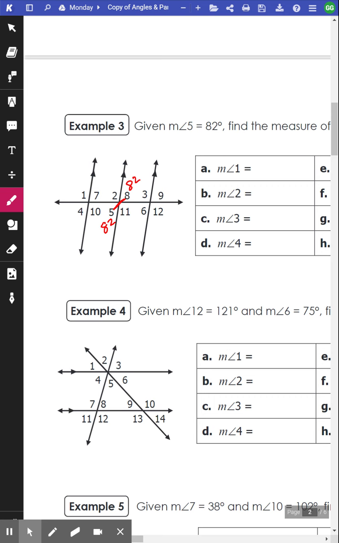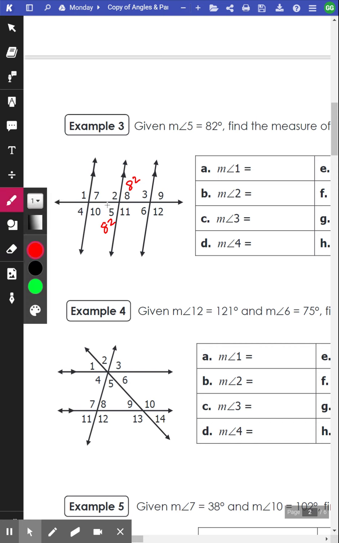Because we have 3 parallel lines, we know that each set of these is going to be congruent to each other because of corresponding angles, alternate interior angles or alternate exterior angles, or the supplementary of the consecutive angles. We know that they are all going to be equal to each other. All they had to do was give us one angle, and they did. They gave us angle 5.